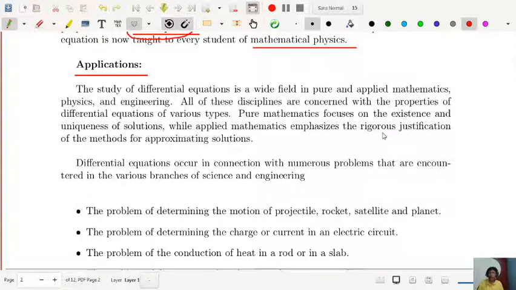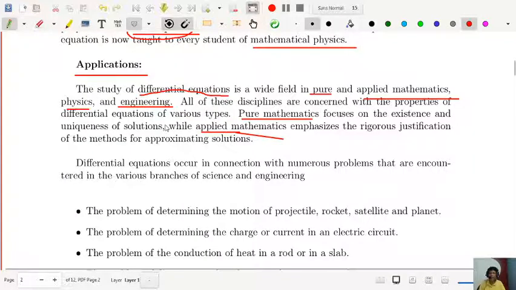Actually, pure mathematics deals with the very local properties of the functions. So they deal with existence, uniqueness, solutions, function analysis, real analysis, complex analysis. The knowledge is required for that. While applied mathematics emphasizes the rigorous justifications of the methods of approximating solutions. So you see, differential equations is a wide field in pure and applied mathematics, physics and engineering.